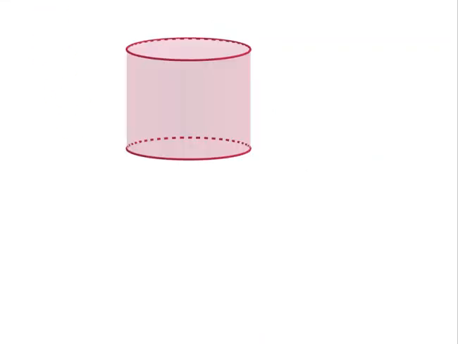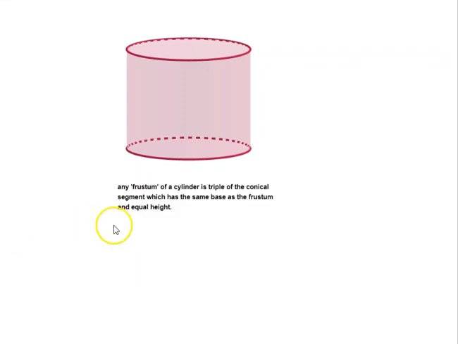The second part of the proposition says that any frustum of a cylinder is triple of the conical segment which has the same base as the frustum and equal height. So what does this mean? So we have a cylinder.